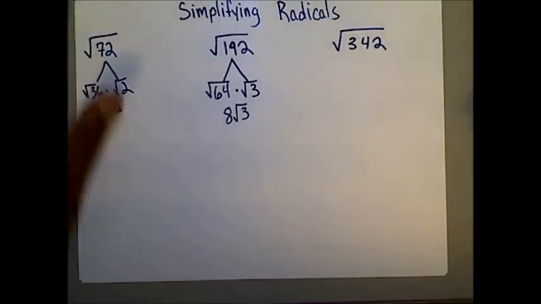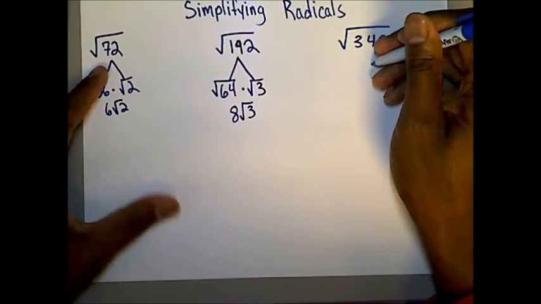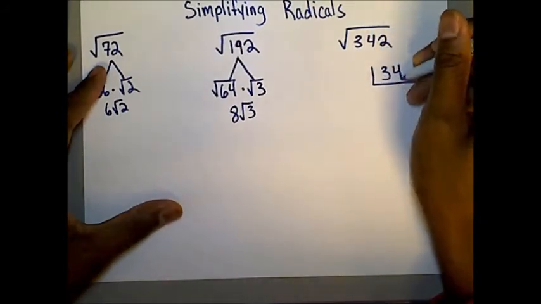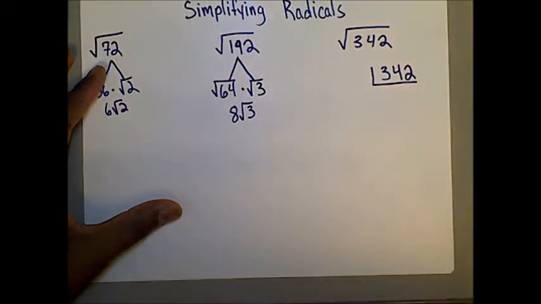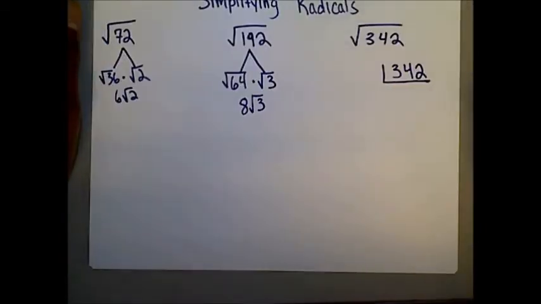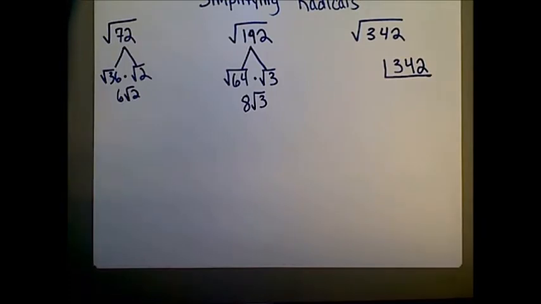Okay? So the first thing I like to do is I'm going to write the 342 and an upside down division symbol. Okay? So then, instead of the largest number, I say, well, what is the smallest number that goes into 342? What's the smallest factor of 342? And naturally, everybody says 2.